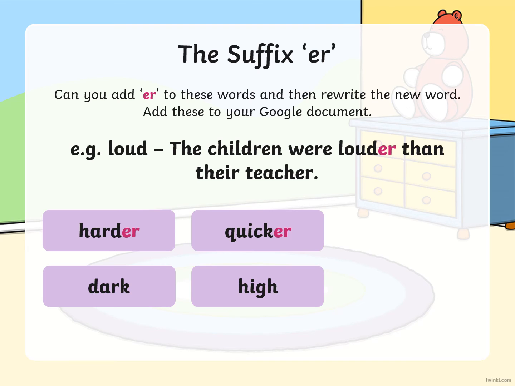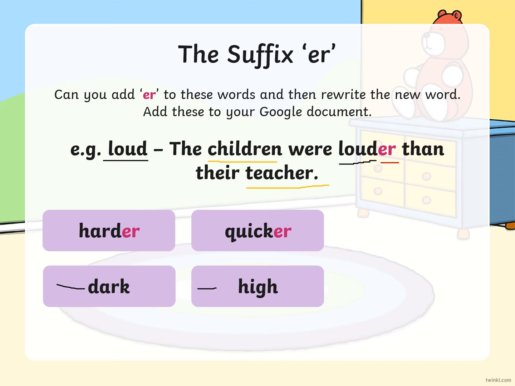So, your job, can you add er to these words? And this time, because it's our new work for this week, you need to rewrite these two words in your Google document. So, we've got our example of loud. The children were loud. We've got our word here and they've added the suffix er. Louder than the teacher. We know that we can put the suffix er onto this adjective because there's two things in the sentence. The first thing being the children and the second thing being the teacher.